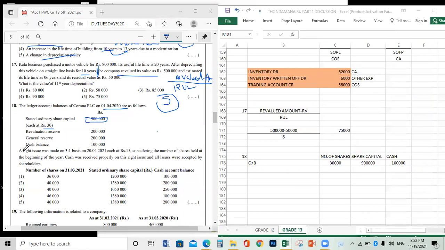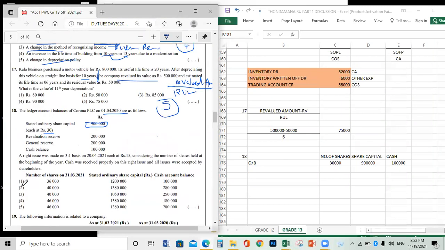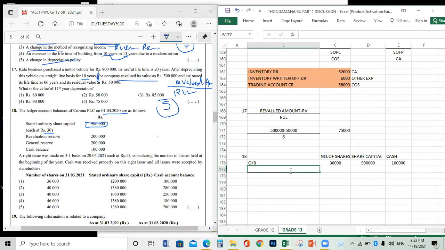Now they say a right issue was made on a 3:1 basis on 20th April 2021, each at 15 rupees, considering the number of shares held at the beginning. So considering the number of shares held at the beginning, they have made a right issue. So I'll first of all put the right issue.